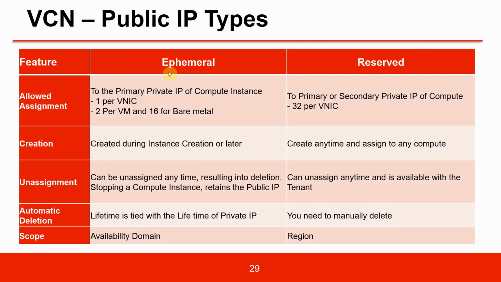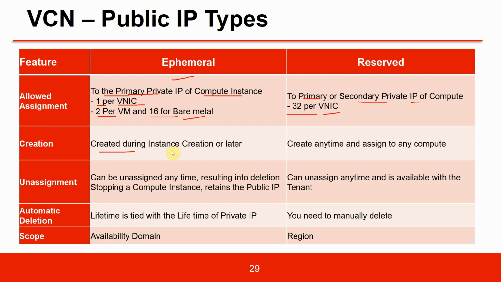So let's understand the difference. Ephemeral IP allows assignment to the primary private IP of the compute instance, 1 per VNIC and 2 per VM and 16 for the bare metal. In reserved, you can assign to a primary or secondary private IP, and 32 can be assigned per VNIC.